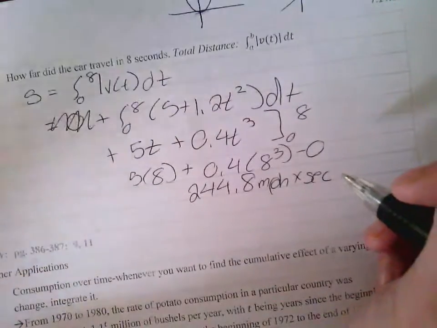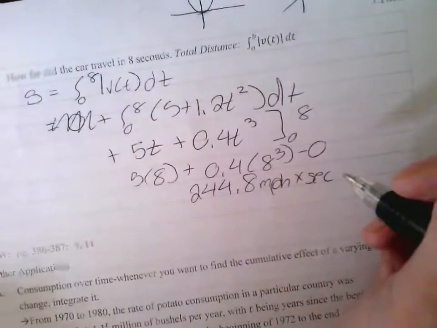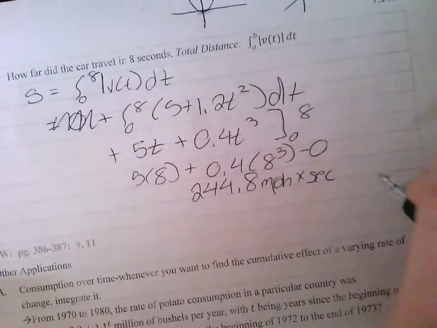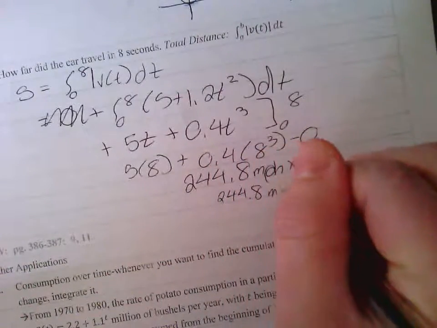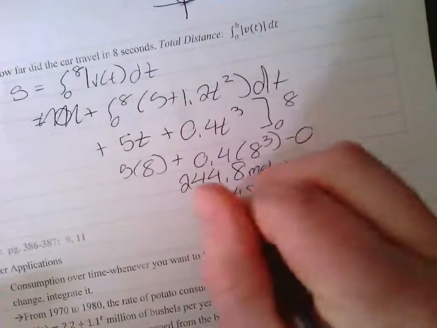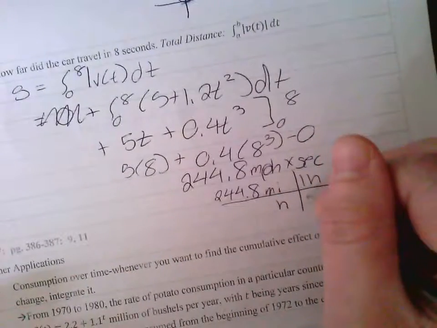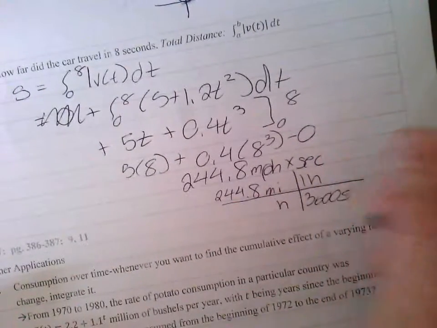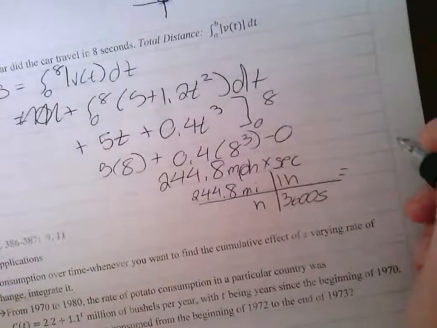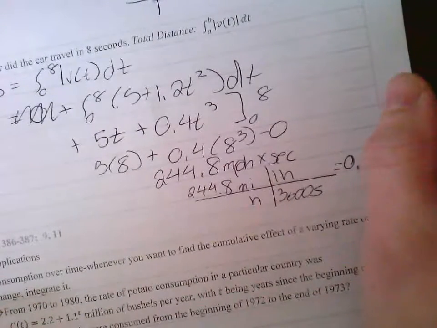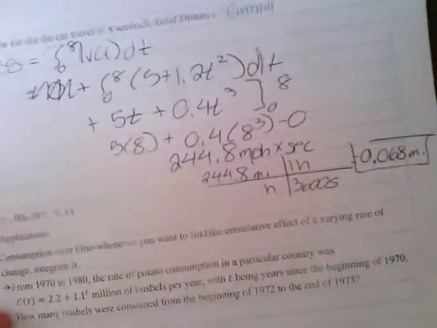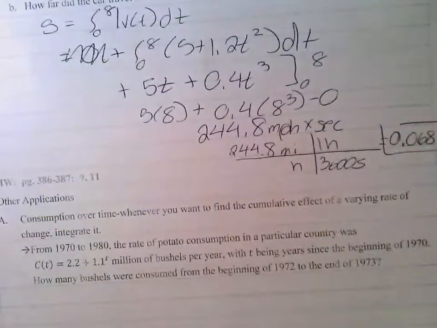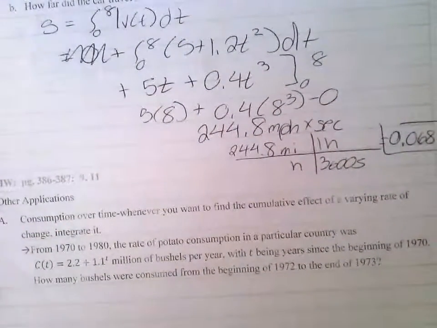Okay, because you have to multiply by a time every single time. So how you get rid of that, you've got 244.8 miles per hour. In 1 hour, there's 3,600 seconds. And your answer is going to be 0.068 miles. Okay? So your homework is going to be 1, 3, 6, 7, 9, and 11.